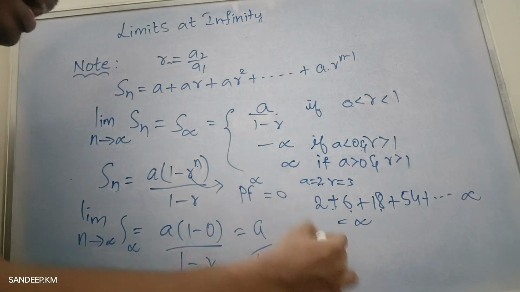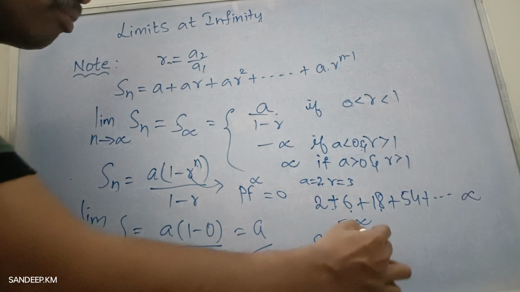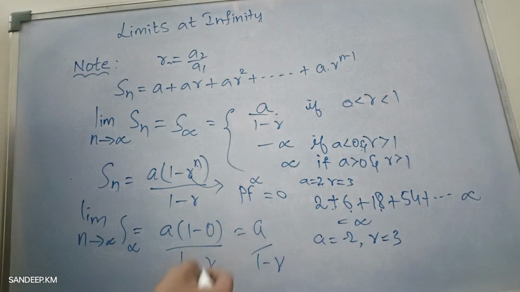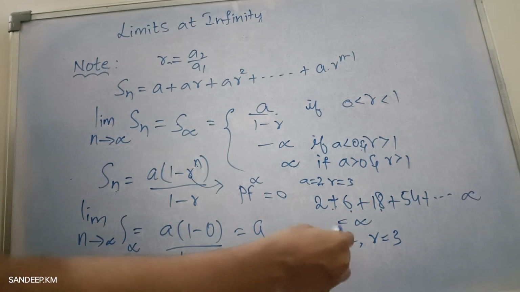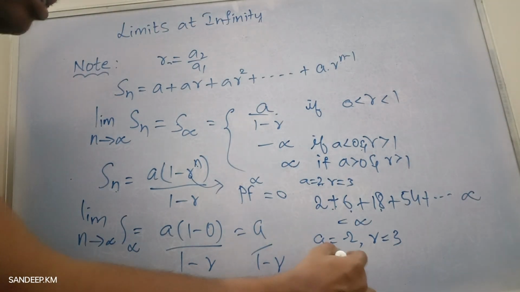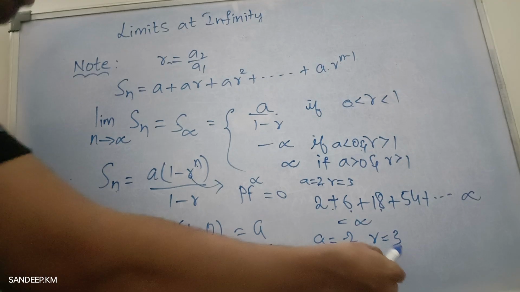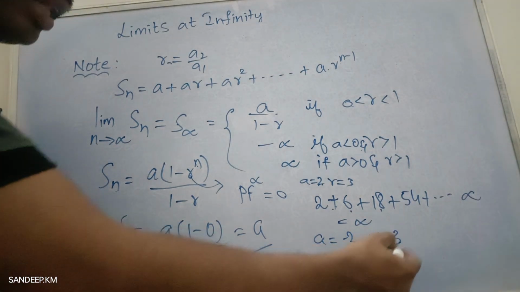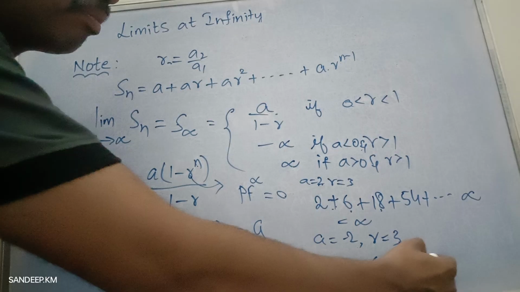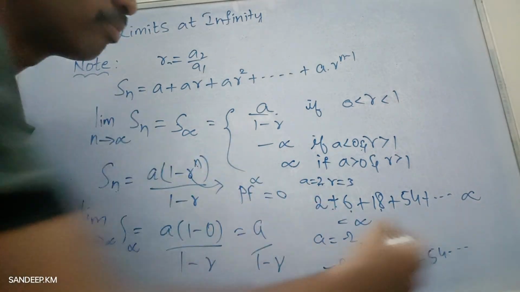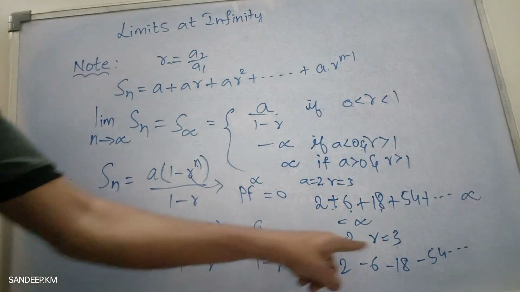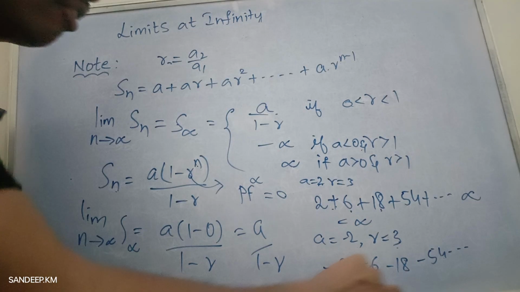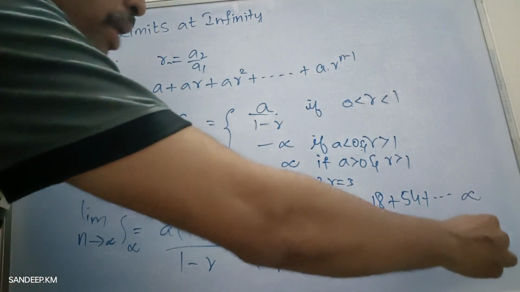And what if A is negative? A is equal to minus 2 but still R is 3. R is an improper fraction but A is negative. In that case the first term will be minus 2. Multiply the common ratio to the first term, you will get the next term, minus 6. Multiply 3 again, you will get minus 18. Again multiply 3, you will get minus 54 and so on. Infinite terms. You are adding negative numbers up to infinity. What is the meaning of it? The answer will be minus infinity.